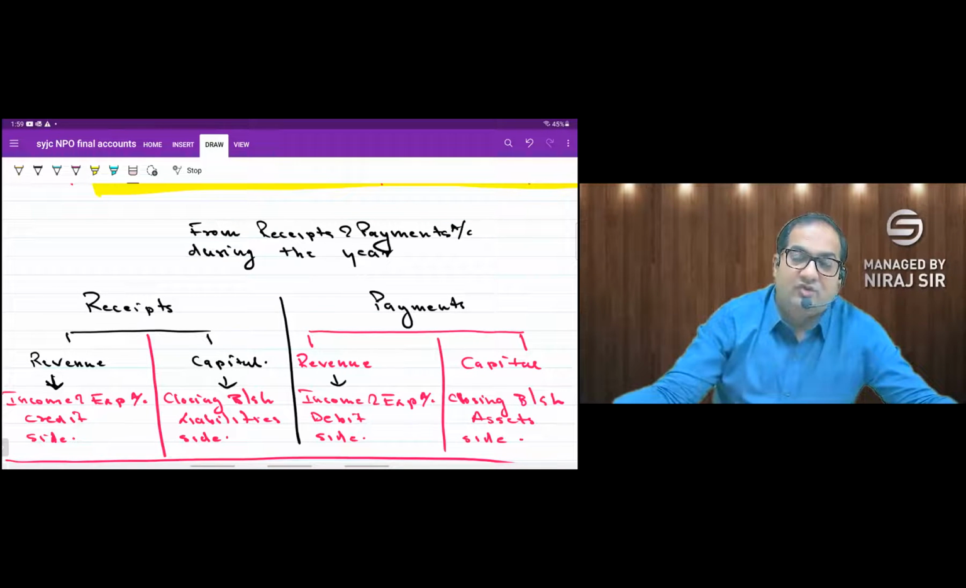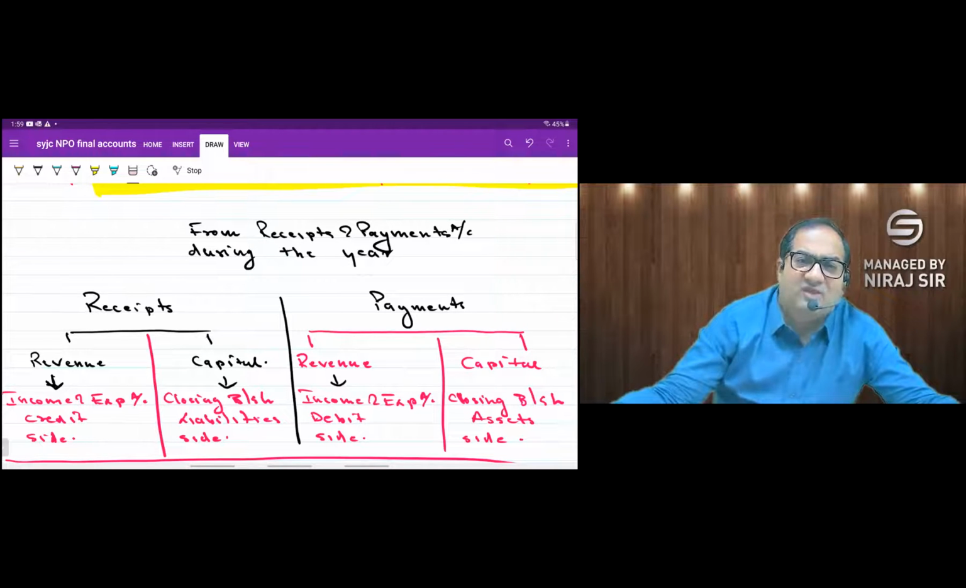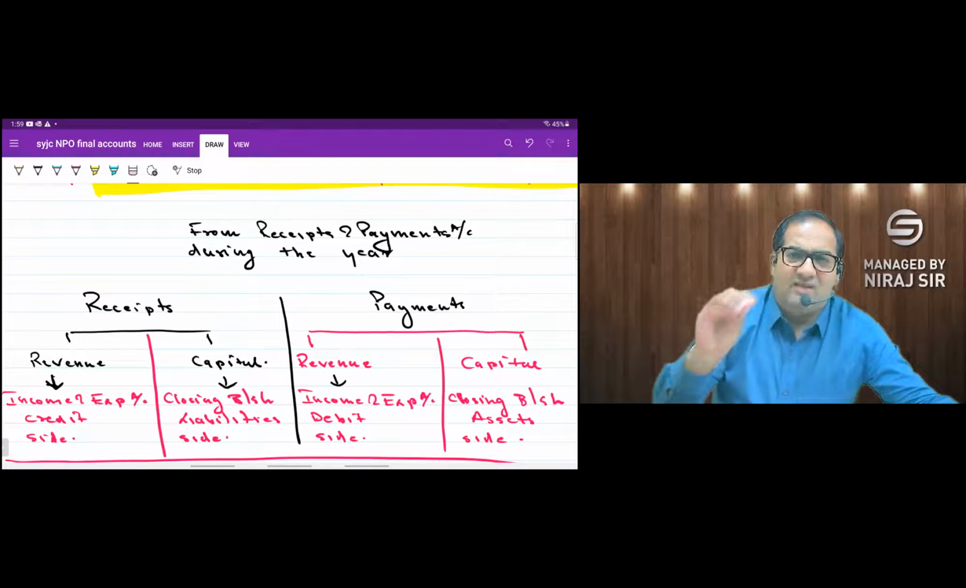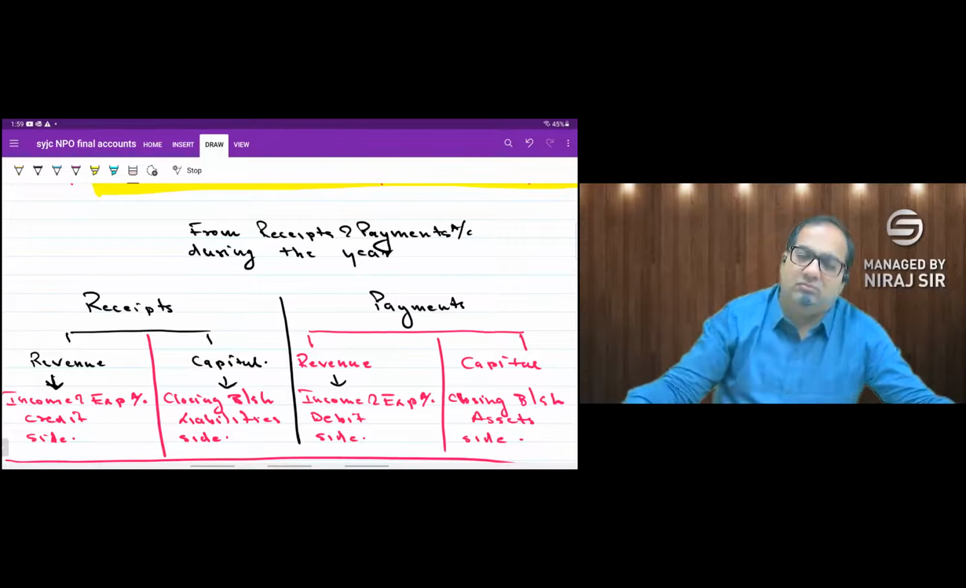Now, generally, these non-trading organizations will only and only prepare receipts and payments throughout the year. Sir, what are you saying? Because for them, it's a non-profit making, non-trading organization. So there are no debtors, there are no creditors, there is no need to prepare a sales book, purchase return book, sales return book. For them, the transactions mainly will be amount received, amount paid, amount received, amount paid. So what they will do is, from day 1 up to the last day, they will, come what may, prepare the receipts and payments account.